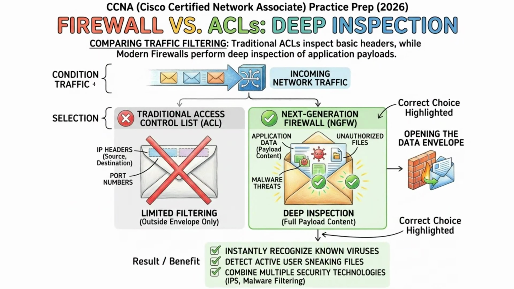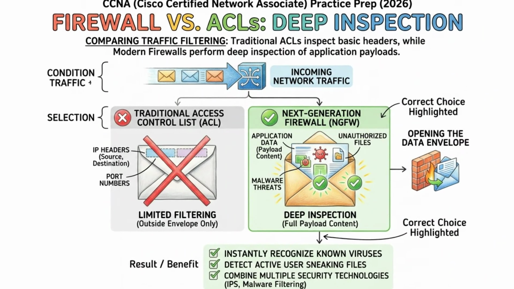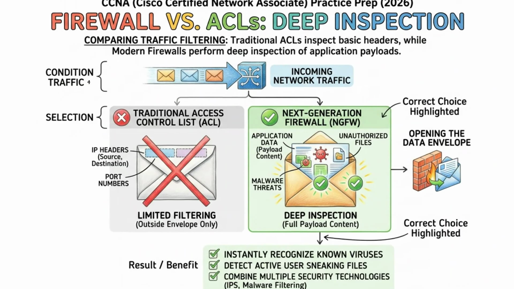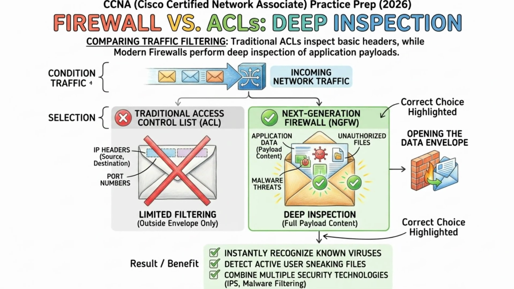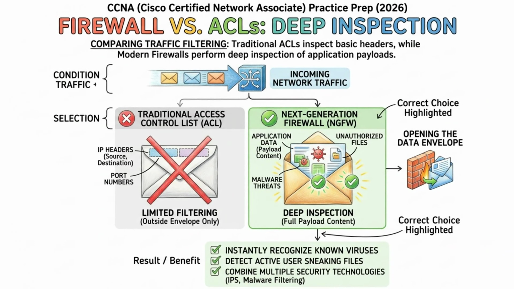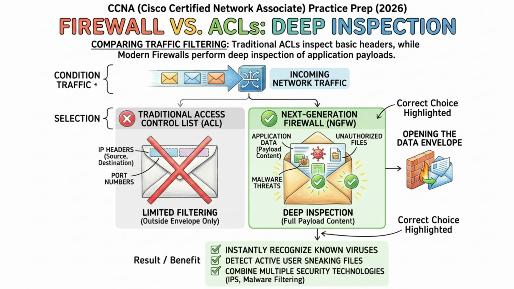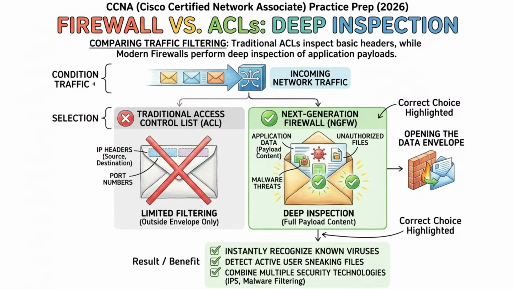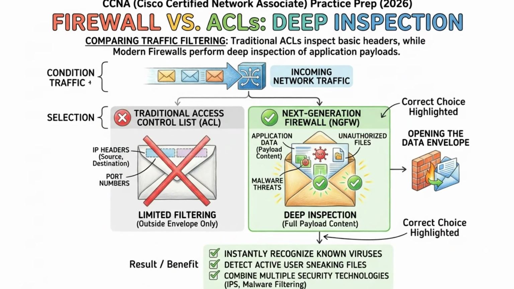While access control lists are absolutely excellent for basic network traffic filtering, modern corporate networks require the deep inspection capabilities of next-generation firewalls. Traditional ACLs only look at the outside delivery envelope of a data packet, but advanced modern firewalls can completely open the envelope and deeply inspect the actual application data hidden inside. This allows a hardware firewall to instantly recognize the digital signature of a known virus or actively detect a user trying to sneak unauthorized files out of the building. Firewalls beautifully combine multiple security technologies like intrusion prevention and strict malware filtering into one incredibly powerful defensive appliance.